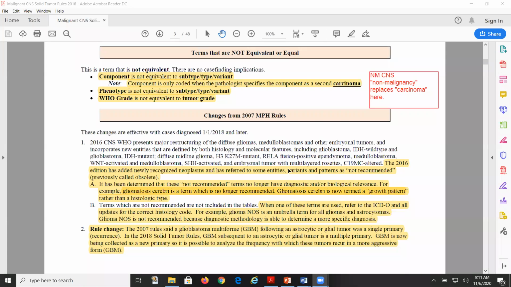The WHO grade is a malignancy scale that assesses the aggressiveness of the tumor and the likelihood that it is to recur, whereas the tumor grade is determined microscopically and defined as differentiation.